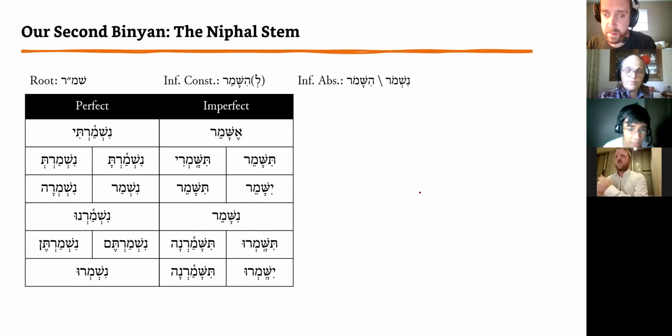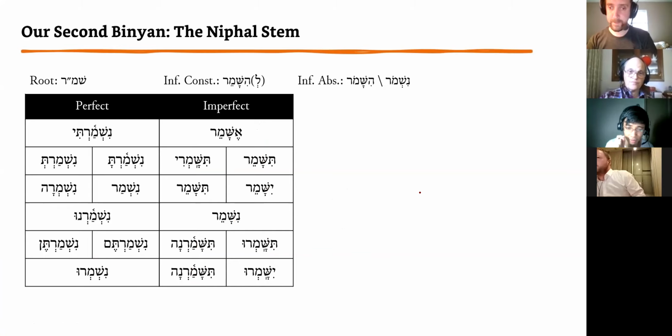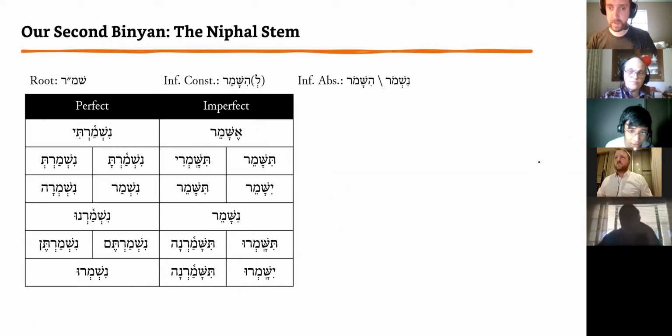And tishameri, you will be guarded, feminine. Tishamer, you will be guarded, masculine. Tishameri, you will be guarded, feminine. And then yishamer, he will be guarded, masculine. Tishamer, she will be guarded. Okay. And then nishamer, first common, we will be guarded.